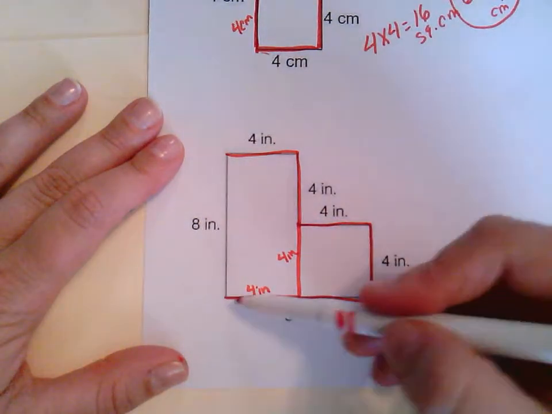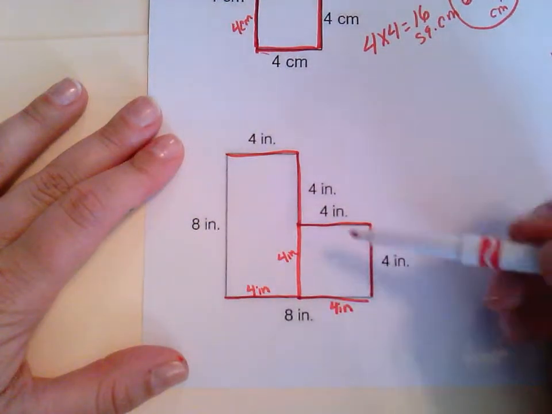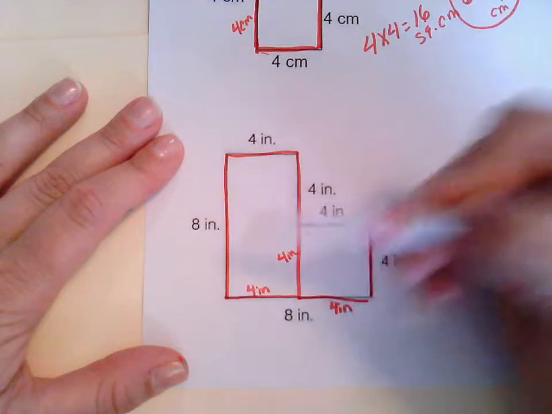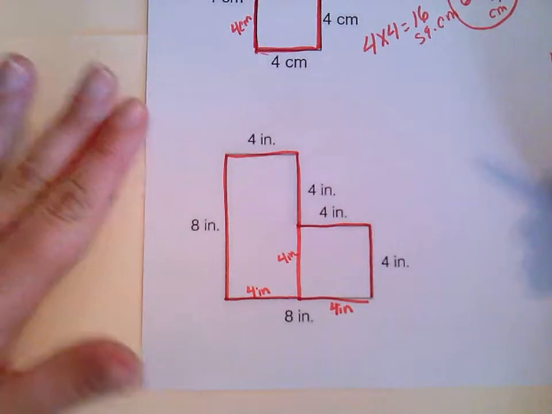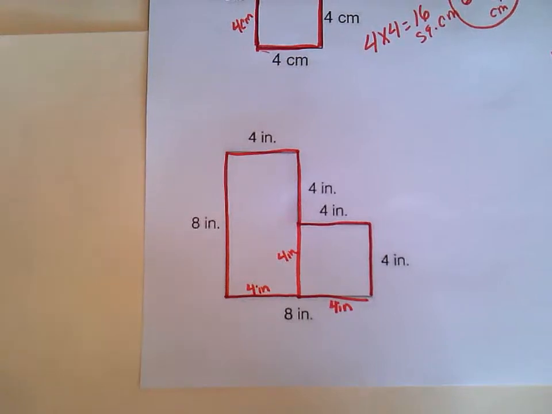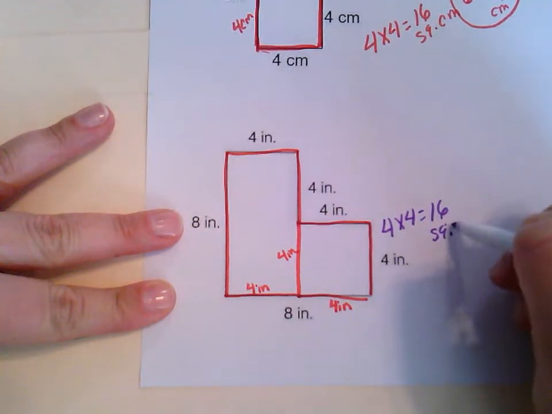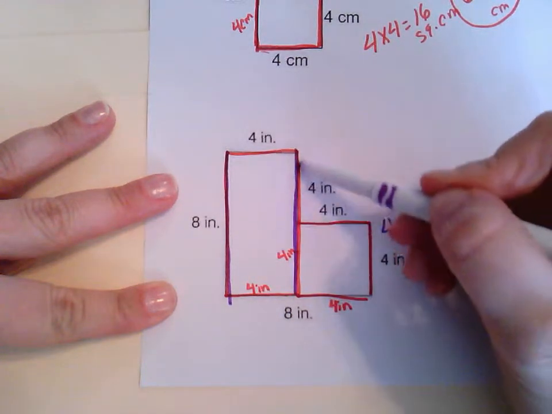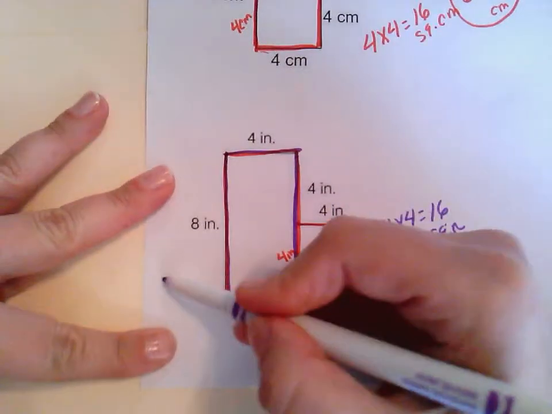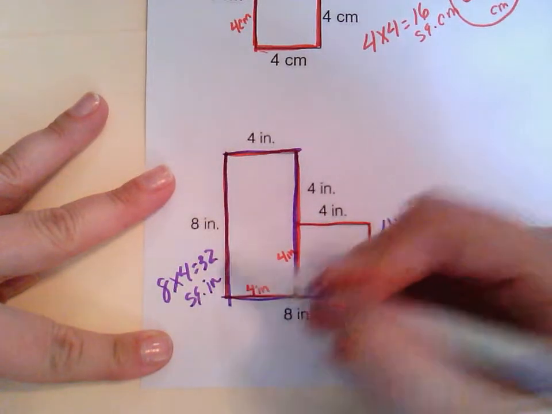And again, that makes sense because if my entire piece is 8 inches, these two pieces are going to be 4 and 4, and our whole side here is 8. So now I've got everything filled in. I can start making my equations. I'm going to look at that first square on the right, which was 4 times 4 is 16 square inches. And then here I've got 8 and 8, 4 and 4. So this is going to be 8 times 4 equals 32 square inches.